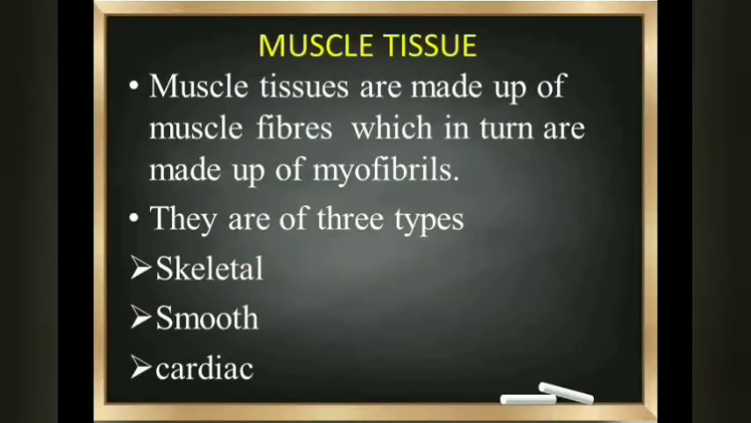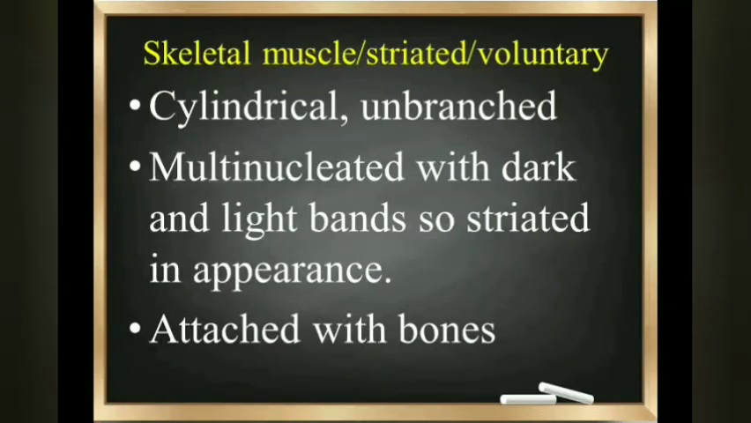Muscle tissue. Muscle tissue is made up of muscle fibers, which in turn are made up of myofibrils. They are of three types: skeletal, smooth, and cardiac muscles. Skeletal muscle, or striated or voluntary muscles, are cylindrical, unbranched, and multinucleated with dark and light bands, so striated in appearance, and they are attached to bones. They are called voluntary muscles because they are under our control.